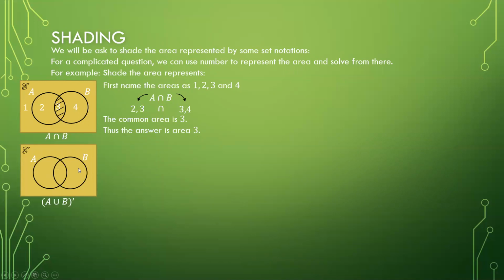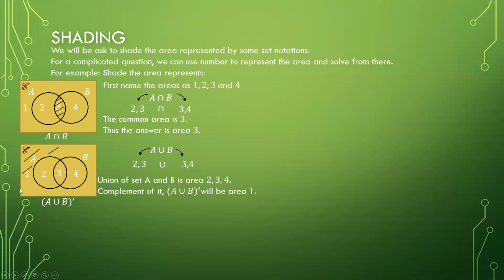For question 2, if the question asks for A union B, complement. Firstly, we also can name the area 1, 2, 3, 4, and then from here, you find out what is the area A. Area A is 2 and 3, B will be 3 and 4. Because of the union, we are trying to combine these two, then you get answer as 2, 3, 4. Because of complement, that means we don't want area 2, 3, 4, which leaves the answer as area 1 only. So you shade the area 1, which is the outside one.